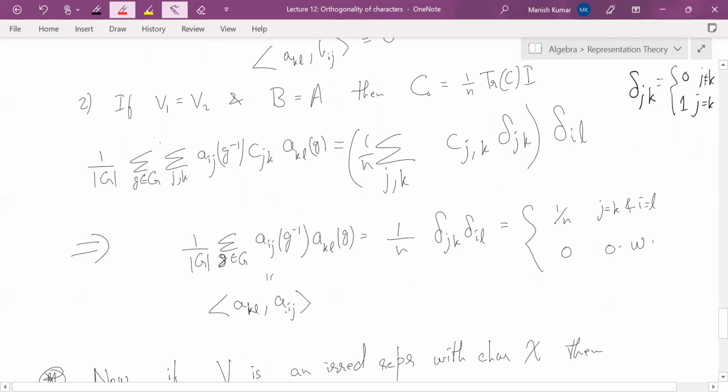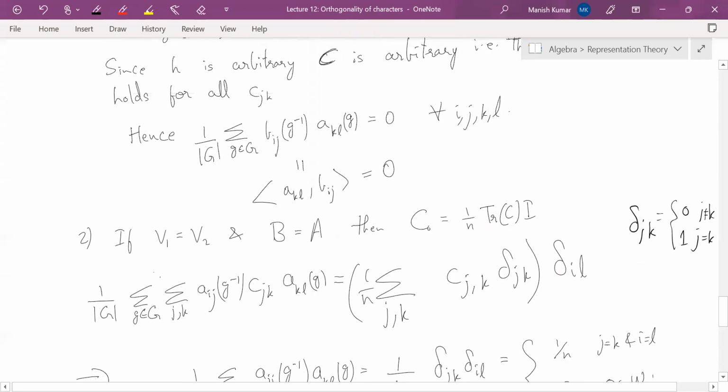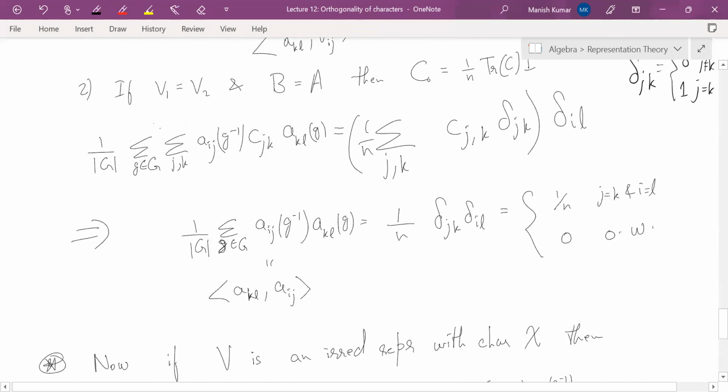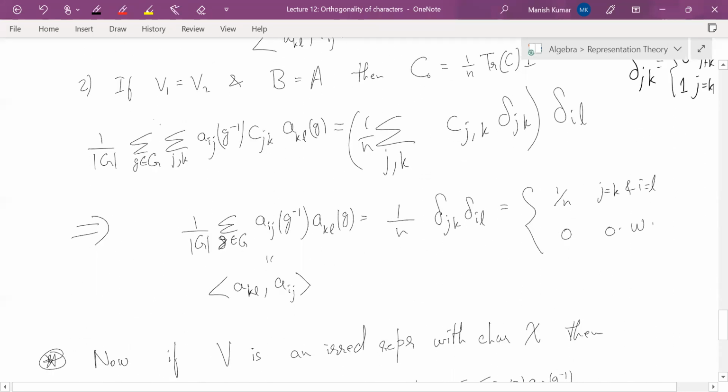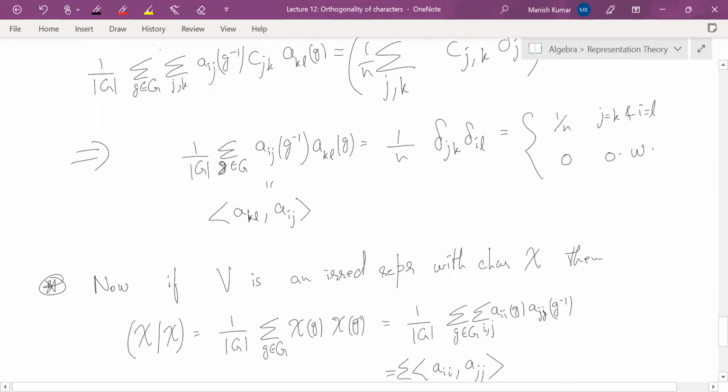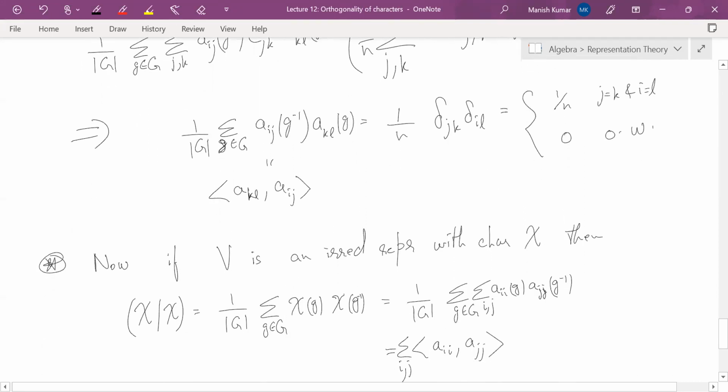And the left hand side again you can interpret in terms of that inner product. So it's akl comma aij inner product, because g inverse goes with aij and g with akl. Okay, so these are the interpretations of 1 and 2. So once you have this interpretation, then of course you just try to prove this, so prove that orthogonality.